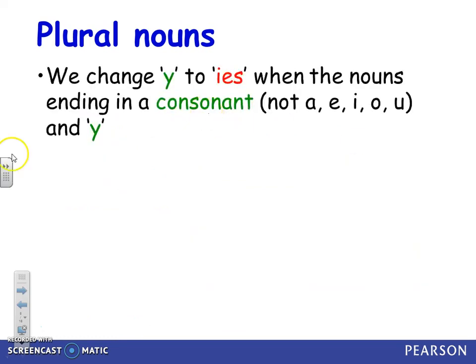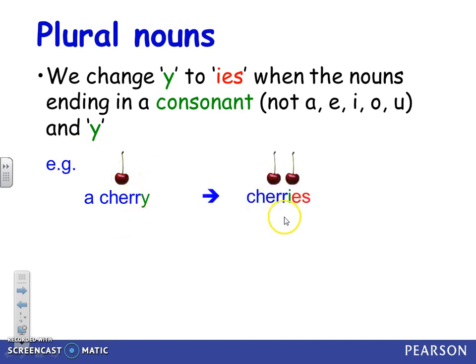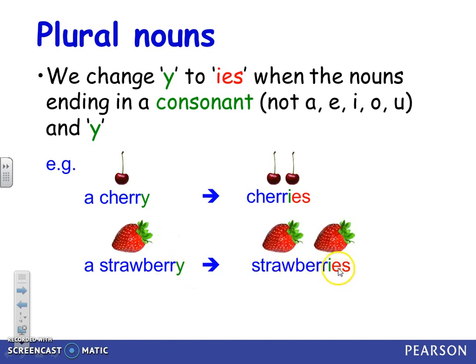And another thing we do when we talk about plural nouns is if the noun ends with a y, we need to change it to ies. When the nouns are ending in a consonant, that is not a, e, i, or u, and then y. For example, a cherry ends with a y, so we need to change the y to an i and then add es, ies. Another example is strawberry. What do you think we need to do? That's right, we need to take away the y and then add ies for the plural.